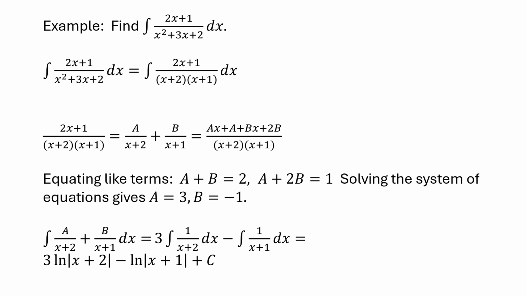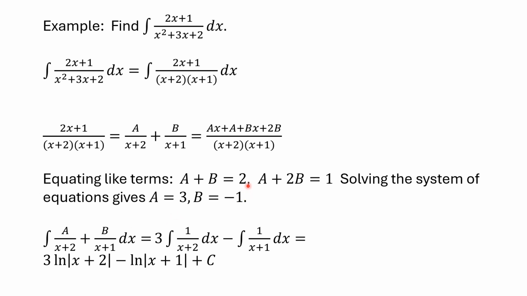When I put this back together, I get a times x plus 1, or ax plus a, and b times x plus 2, or bx plus 2b. And I'm going to have to set the x terms equal to the original 2x, so a plus b equals 2, and the constant 1 is going to be a plus 2b, so a plus 2b equals 1.